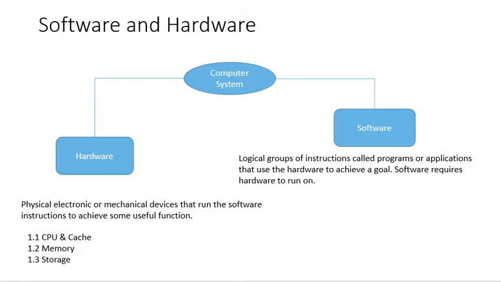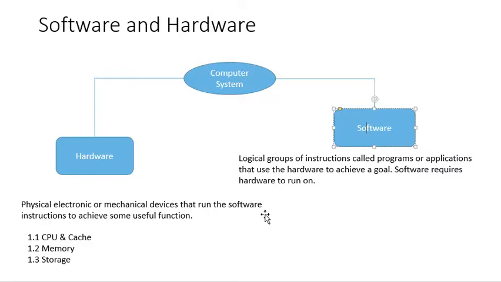Computer systems, you should notice, are made up of two main parts, the hardware and software. There's a symbiotic relationship between these two, in effect. Hardware is the physical, electronic or mechanical devices that run the software instructions or programs in order to achieve some useful function. We've already looked at this in some detail in section 1.1, where we looked at the CPU and cache, section 1.2 where we looked at memory, and section 1.3 where we looked at storage. So I will not say anything more about hardware.